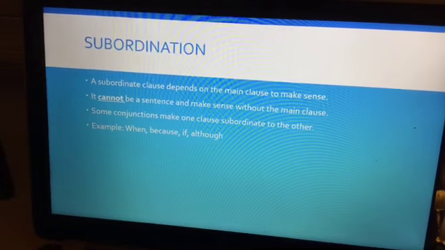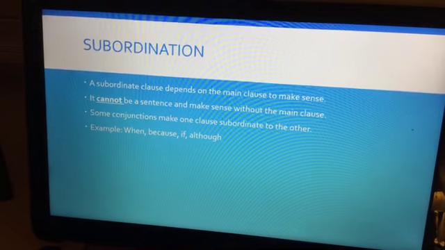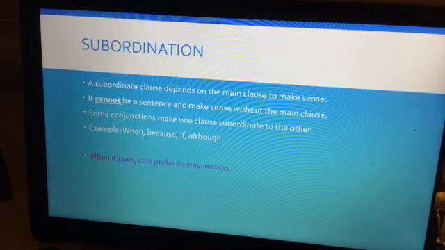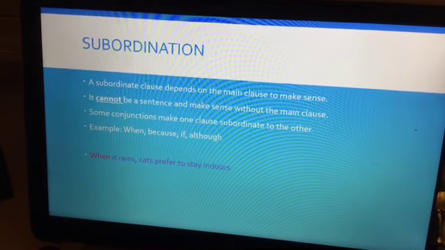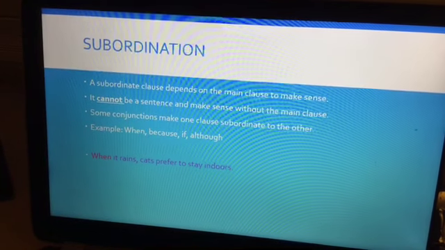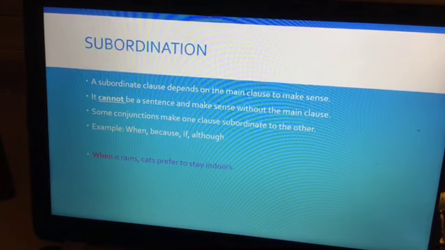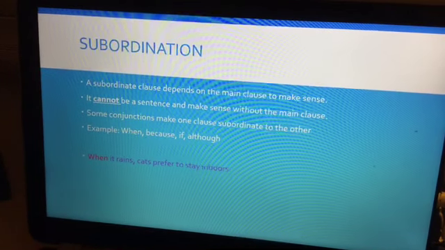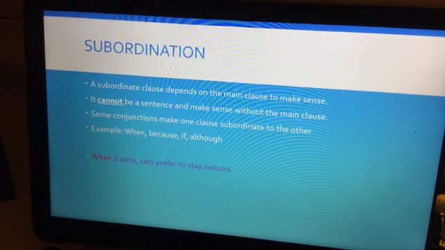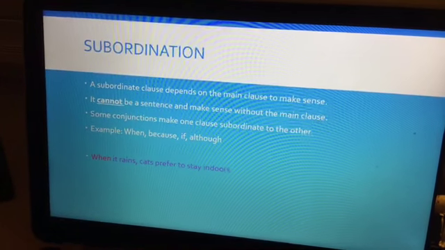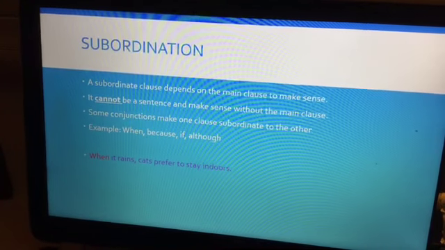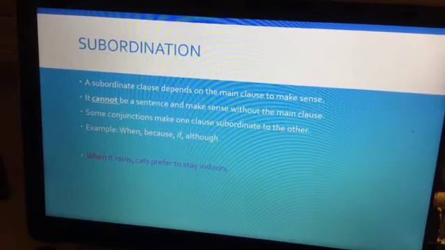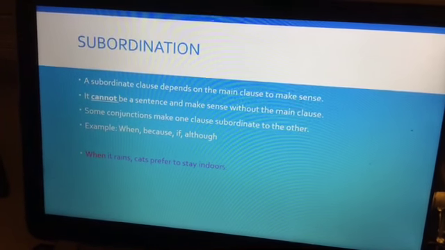Examples of subordinate conjunctions are when, because, if, and although. There are others, but they're good ones to start out with. So for instance, when it rains, cats prefer to stay indoors. Which part of that sentence do you think is the main clause, and which part do you think is the subordinate clause? Does "when it rains" make sense as a sentence on its own? And "cats prefer to stay indoors", does that clause make sense as a sentence on its own? Hopefully you recognise that "cats prefer to stay indoors" is our main clause, and "when it rains" is our subordinate clause, and when is our subordinate conjunction.